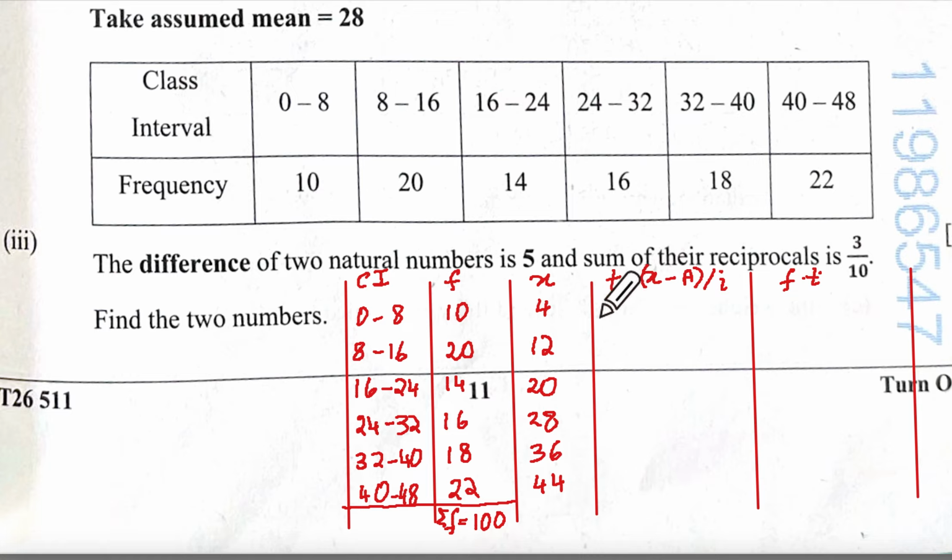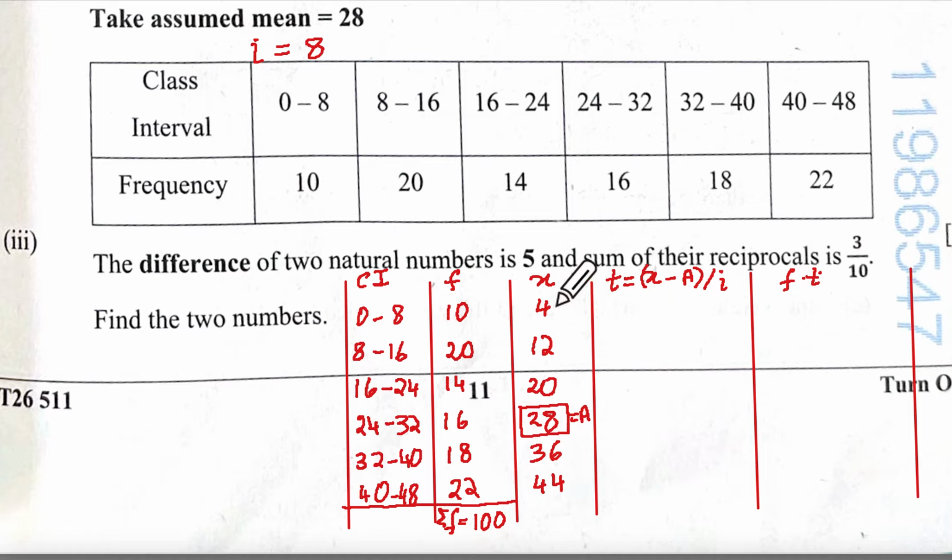Okay. They say take assumed mean as 28. So this is your A. So you have X minus A, and your I value. If the assumed mean is 28, I is going to be the class width, which is the difference between two upper limits or lower limits. Yeah, so that will be 8.